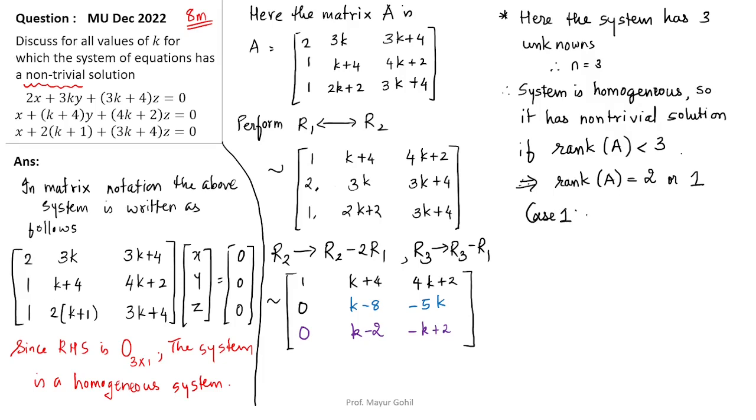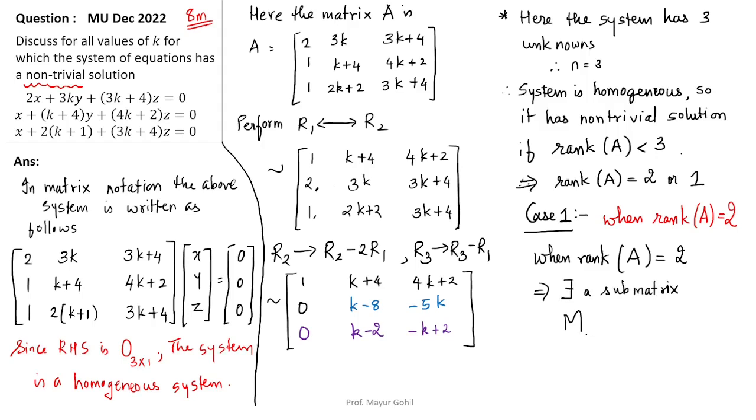Case 1 will be when rank of A is 2. What will happen? Let us see. Now when rank of A is 2, there exists a 2 cross 2 submatrix M such that the determinant of this submatrix is not equal to 0. So now comes our biggest task, that we will have to find all possible 2 cross 2 matrices for this matrix A. So let us see how to find that.